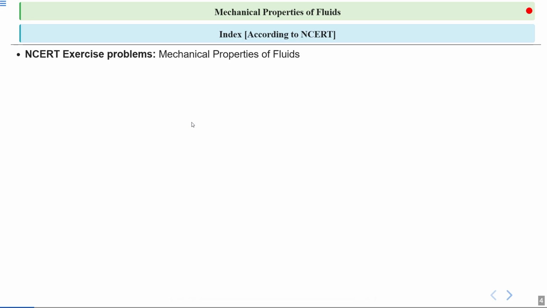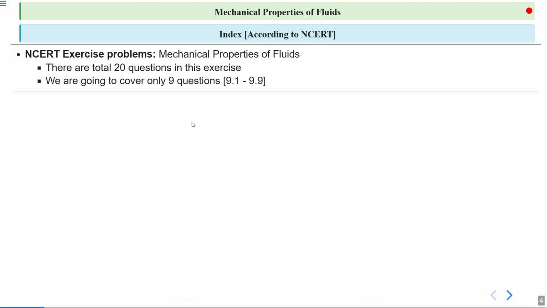So in today's lecture, we will cover NCERT exercise problems, mechanical properties of fluids. There are total 20 questions in this exercise. But we are going to cover only 9 questions, 9.1 to 9.9.